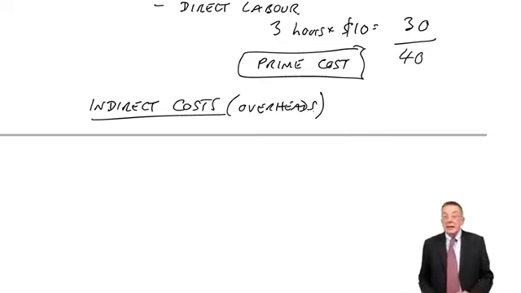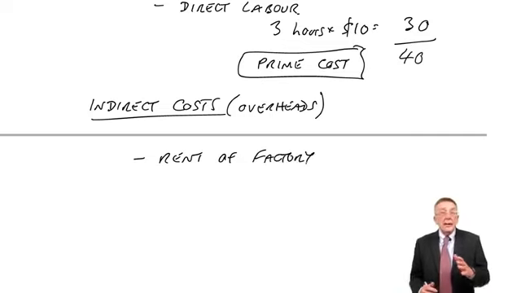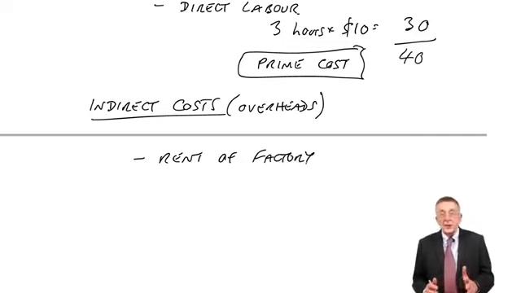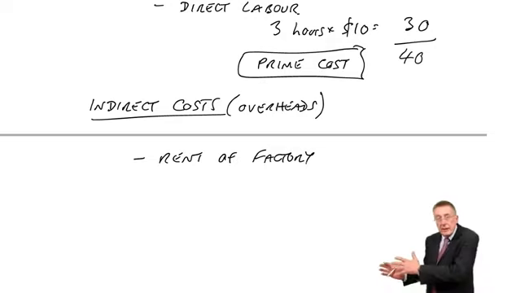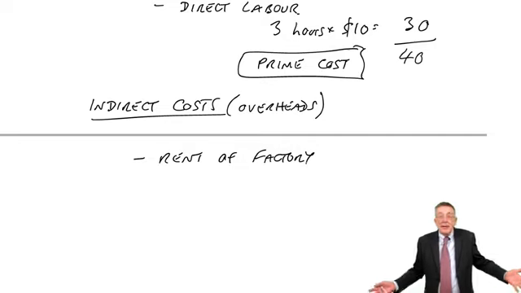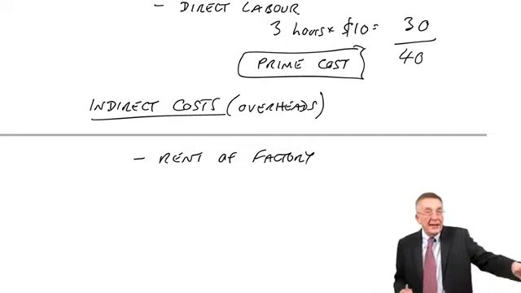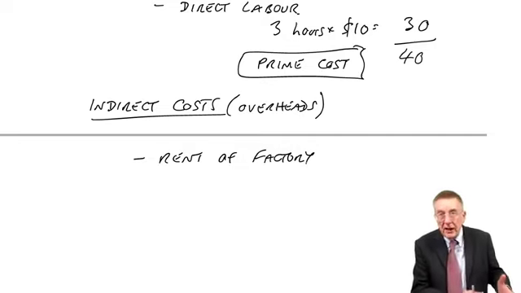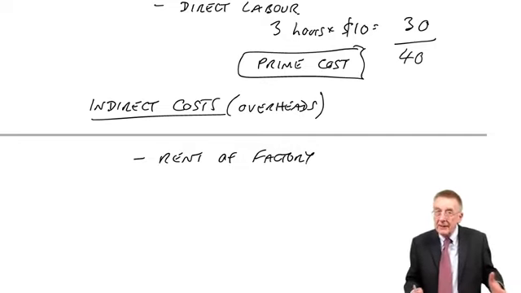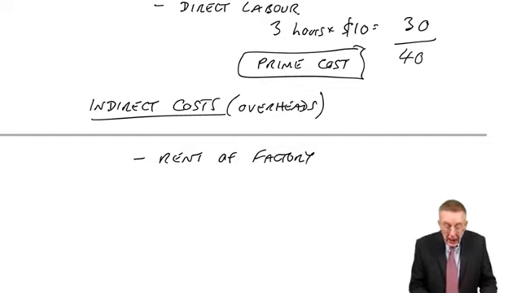Examples of it: there's the rent of the factory. Again, I keep repeating, we're only concerned with cost of production. So it's only the rent of the factory, not the rent of whatever offices we may have. But there will be rent. It may be costing us $10,000 a year. But it's a cost of making these desks, but you can't measure how much rent there is in each desk. So it's an indirect cost or an overhead.